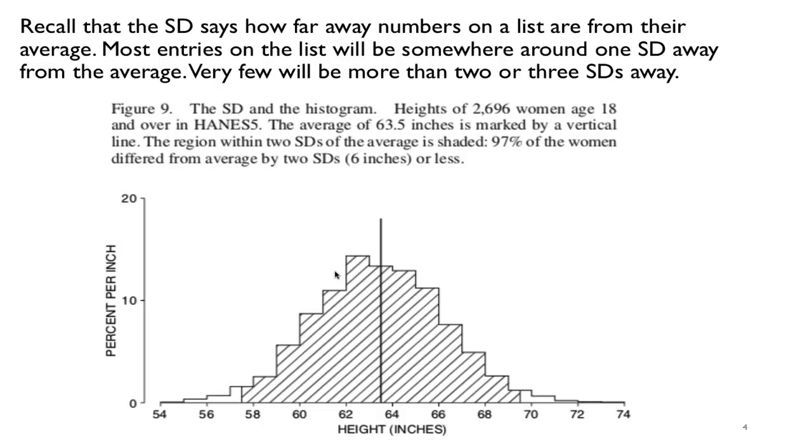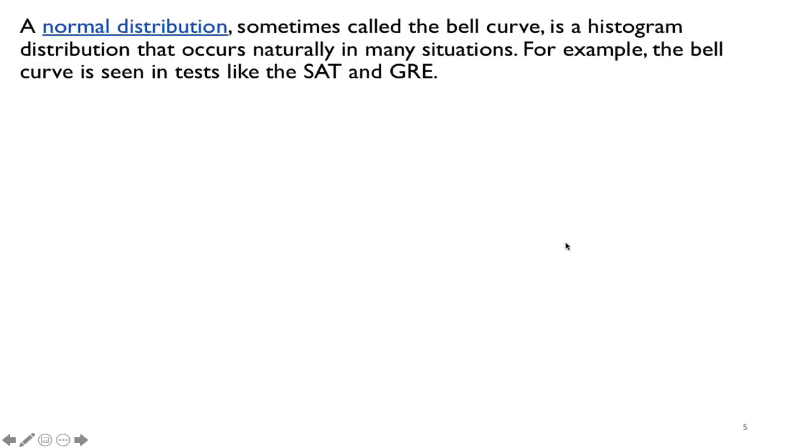So for example, if I look at heights of women over age 18, this is an actual data set. Notice the vertical line here is the average, which is 63.5 inches. And notice the shaded area represents 95% of the women in the study. If I look at the lower range and then the higher range, all these heights are within 2 SD of the average. In this case, 2 SD is actually about 6 inches. So 95% of the people are within 2 SD of the average, and this is kind of true for most of the data sets that we study.